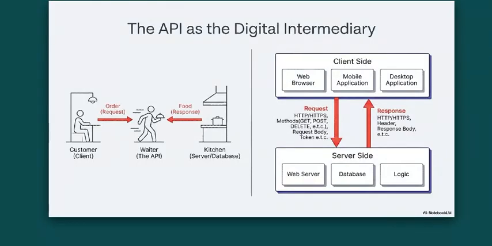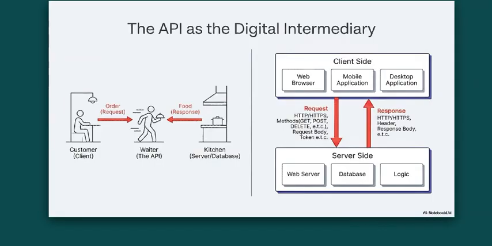Wait, let me stop you there on the token. Is that like the equivalent of the waiter asking to see my ID before bringing me a cocktail? That is a perfect parallel, yeah. The waiter needs verifiable proof that you are legally allowed to order that specific item. Right, because anyone could just sit down and ask for a drink.